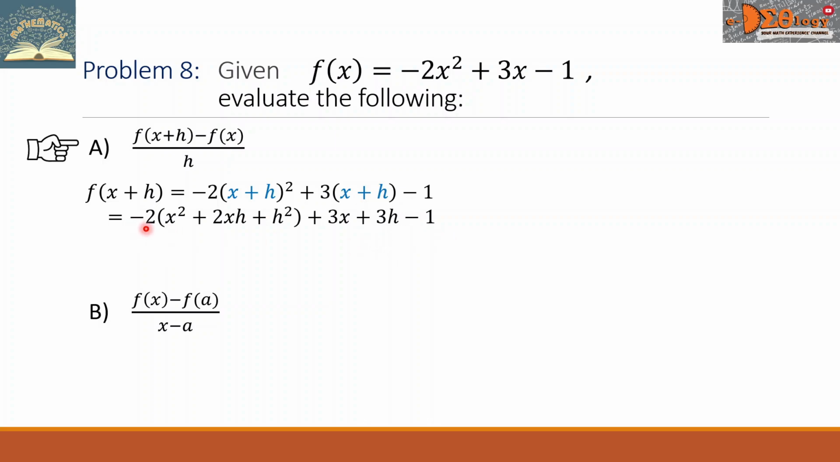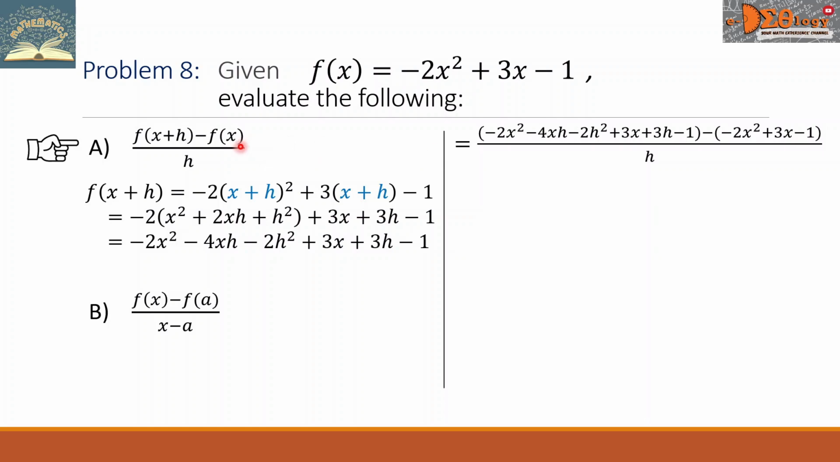Next is this negative 2, we multiply to the trinomial inside. So we get negative 2x squared, then negative 4xh, then negative 2h squared. Then we copy the 3x plus 3h minus 1. This is the value of f of x plus h. Let us now evaluate the fraction. It becomes like this. The f of x plus h, we use this value now, minus the f of x, here is the given function, all over h.